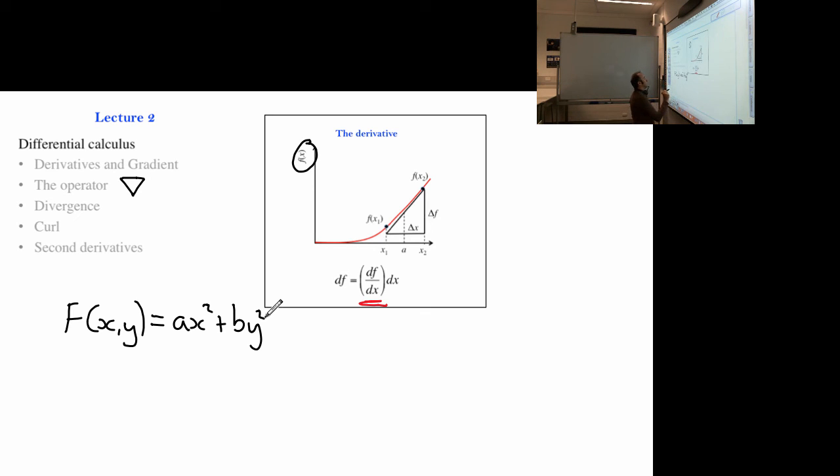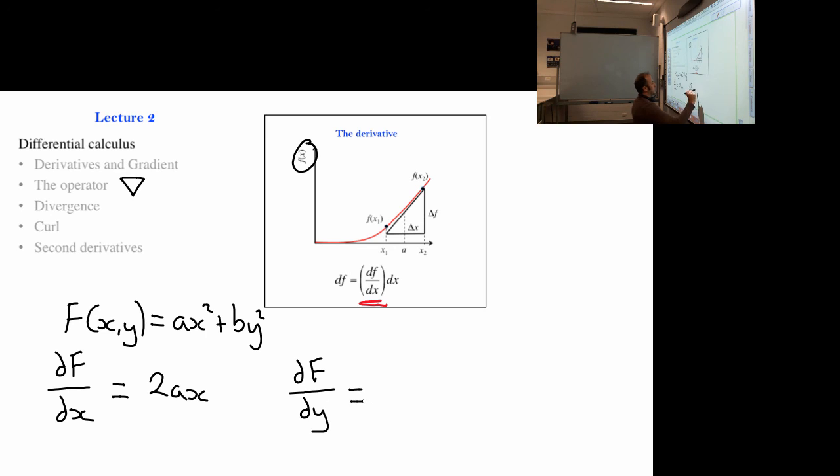So we take the derivative of f with respect to x, and what we get here is 2ax. Now we can also look at how it varies with respect to y. So we take the derivative of f with respect to y, and what we get is 2by. Now this is going to be very important as we move through this second lecture.